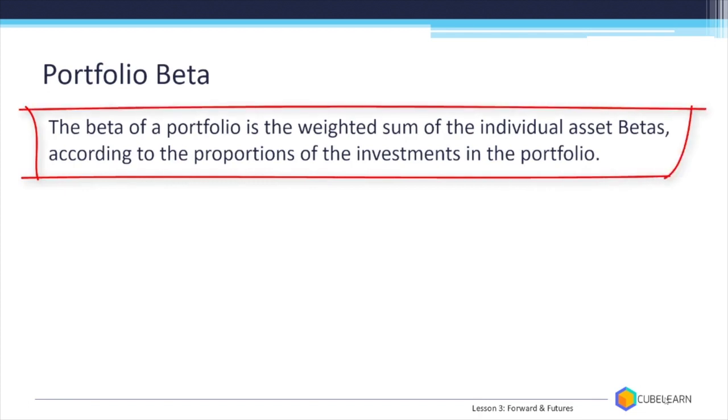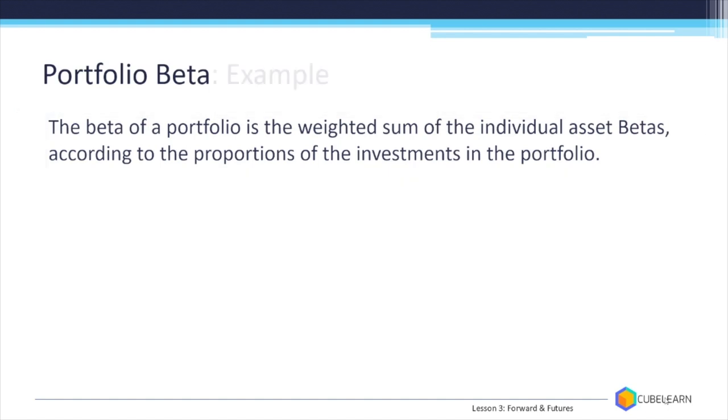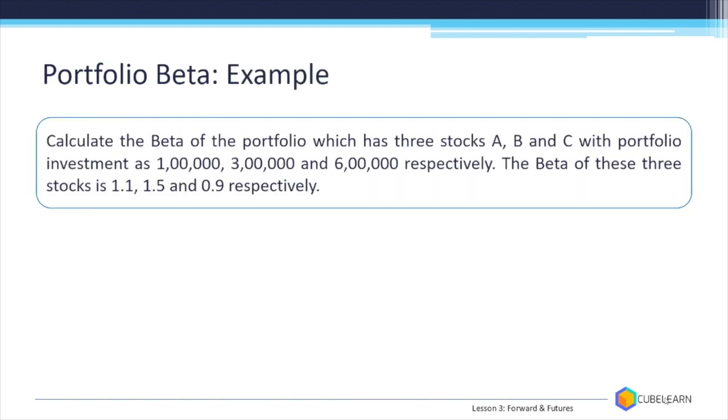The beta of a portfolio is the weighted sum of the individual asset betas according to the proportions of the investments in the portfolio. Calculate the beta of a portfolio which has 3 stocks A, B and C. Investments in these stocks and their respective betas are given.